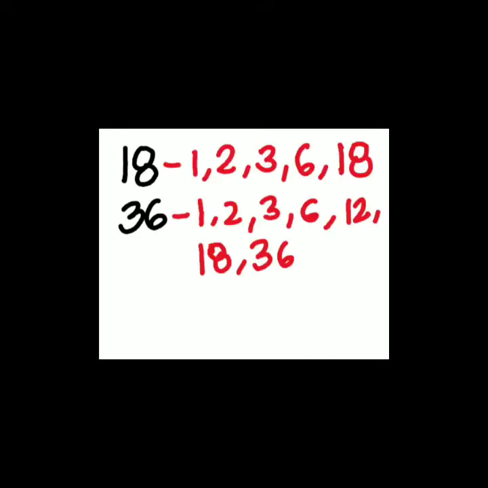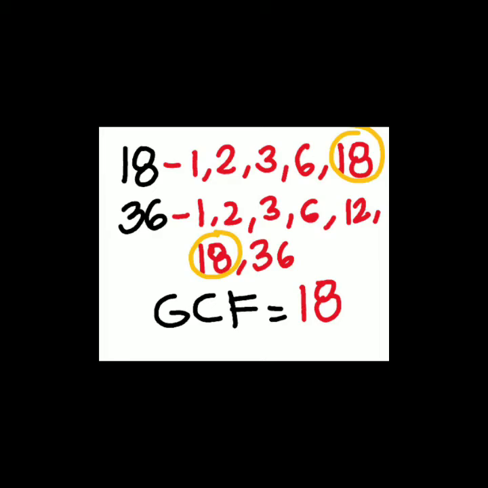For another example, 18 and 36. The factors of 18 are 1, 2, 3, 6, 9, and 18. While for the number 36 are 1, 2, 3, 4, 6, 9, 12, 18, and 36. As shown in the factors of both numbers 18 and 36, the GCF is equal to 18.